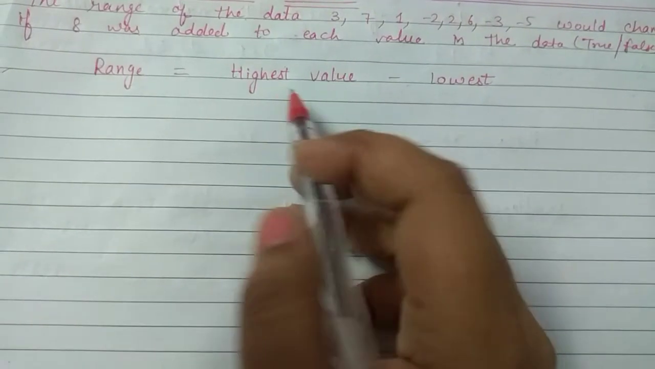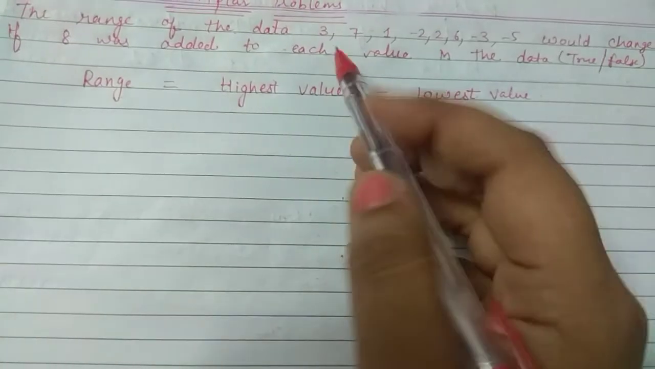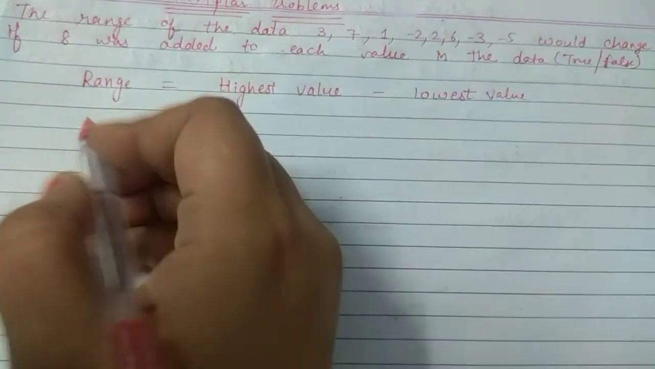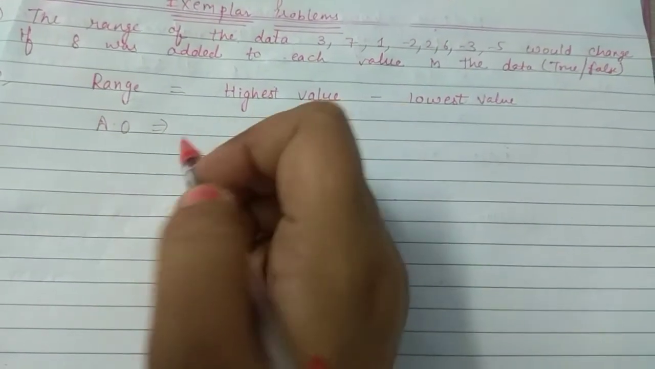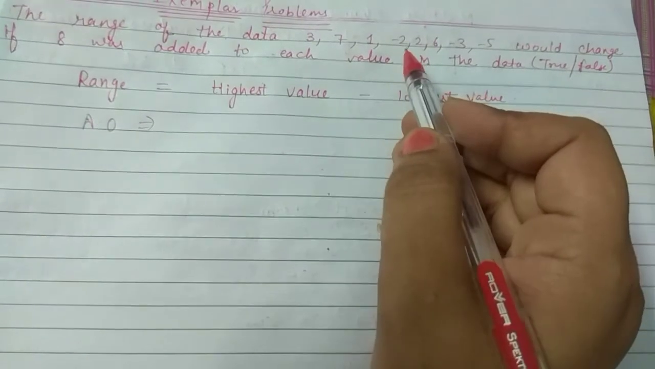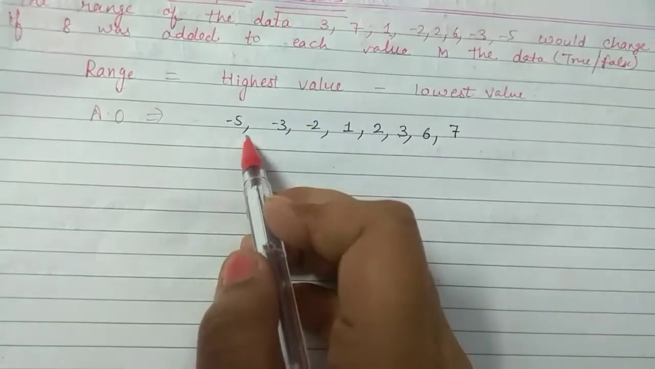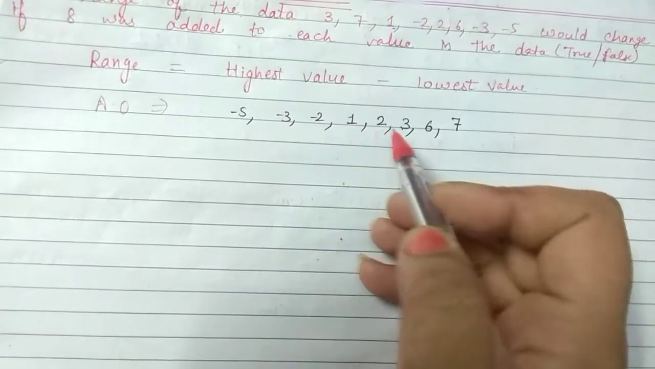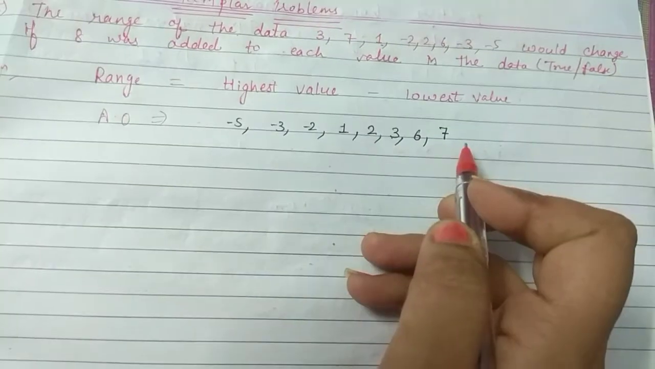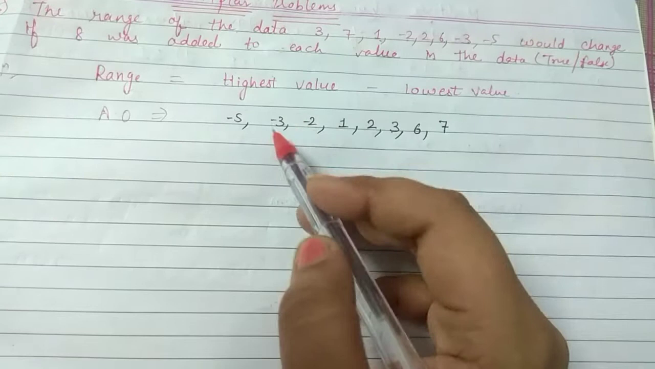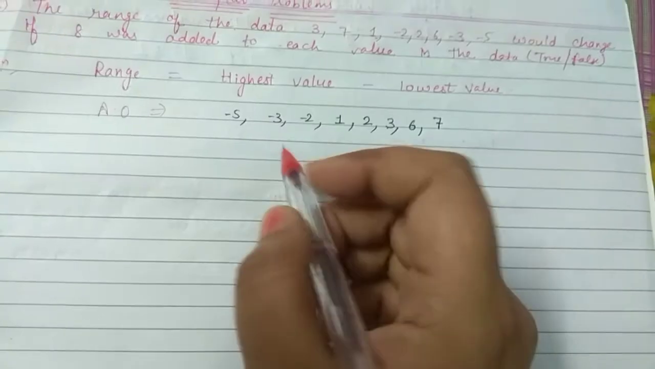So as we know, range is highest value minus lowest value. But for finding range, first we have to arrange data in ascending order. So in ascending order, we write the smaller first, then the bigger. Here we see that positive and negative numbers are both in the data. So I write in ascending order: minus 5, minus 3, minus 2, 1, 2, 3, 6, 7. If you are having any problem writing the ascending order, just make a number line and check which number is smaller and bigger.